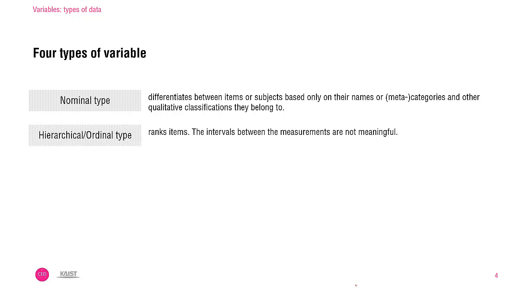Secondly, the hierarchical or ordinal type ranks the item. The intervals between the measurements are not meaningful, which means if the items are ranked like first place, second place, third place, and fourth place, the intervals between these two and between these two are not meaningful. You cannot say that they have a double distance or double intervals than this distance. Just their order is different.